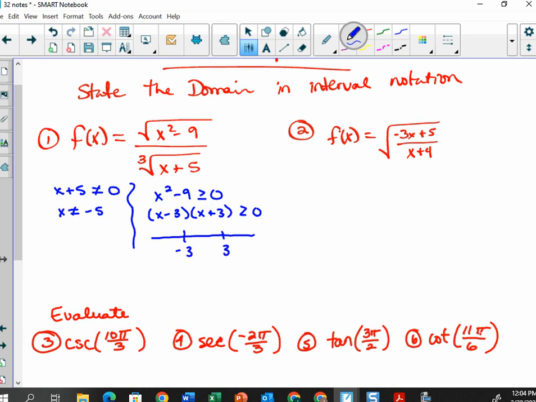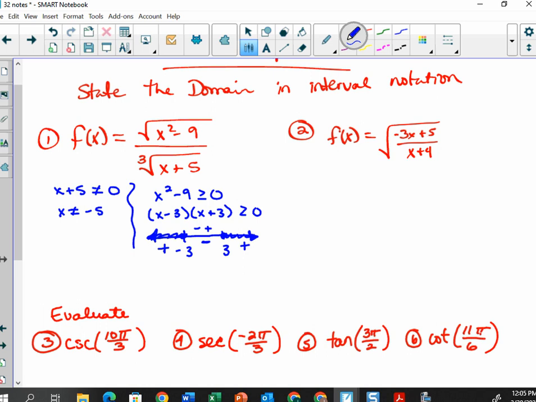What should I use to test my number line? 0. Okay, what does 0 give me? Negative, positive, which is negative, right? Will my number line alternate? Yes. Okay. We remember this stuff, right? So looking at just this part of it, are you okay with what I'm doing shading-wise? Everybody's okay with those two separate pieces.